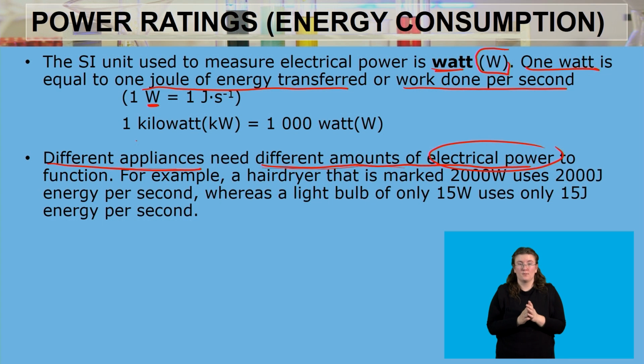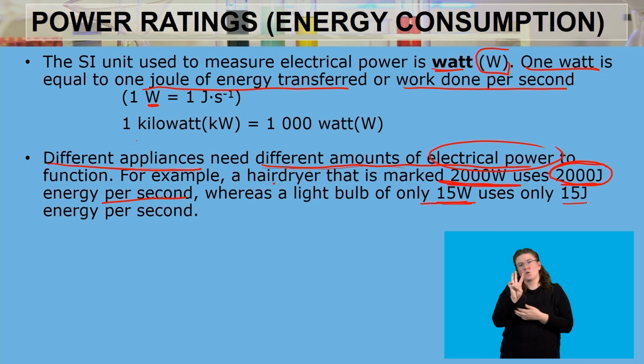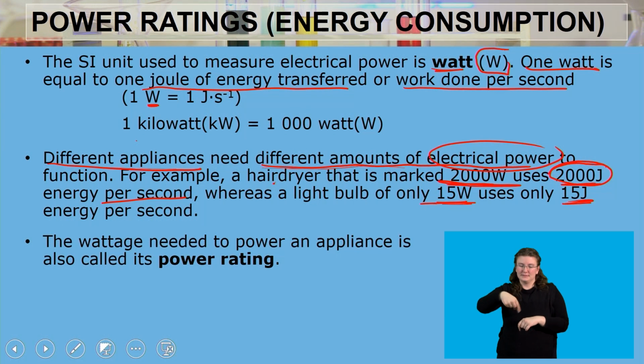For example, a hairdryer is also one of the appliances. A hairdryer that is marked 2000 watts is going to be using 2000 joules of energy per second. So in each second, this hairdryer marked 2000 watts is going to be using 2000 joules of energy. Whereas a light bulb that is marked 15 watts is going to be using 15 joules of energy per second. Each of these ratings denotes how much energy is going to be used by each appliance per second. Remember, 1 watt is equal to 1 joule per second.